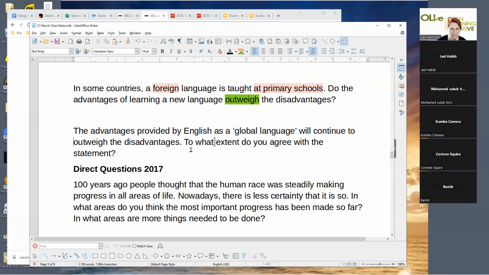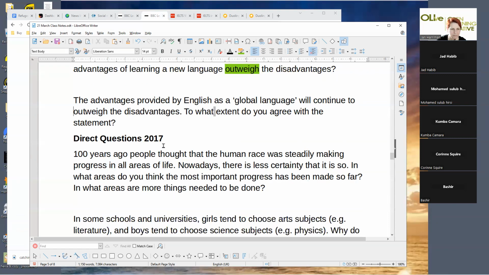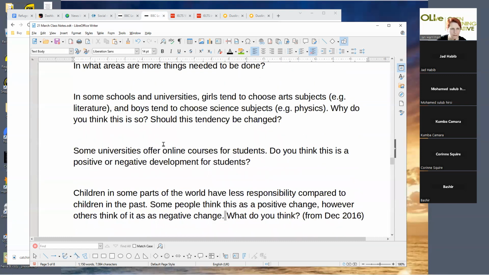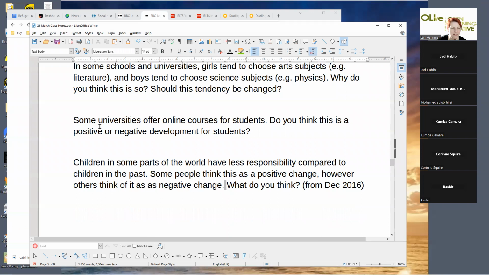So, oh, there we go. This is a good one. So here we go. This one is a direct question. So, some universities offer online courses for students. Do you think this is a positive or negative development for students? So is this good or bad for students? So what's our subject? Online courses. Online courses, exactly.